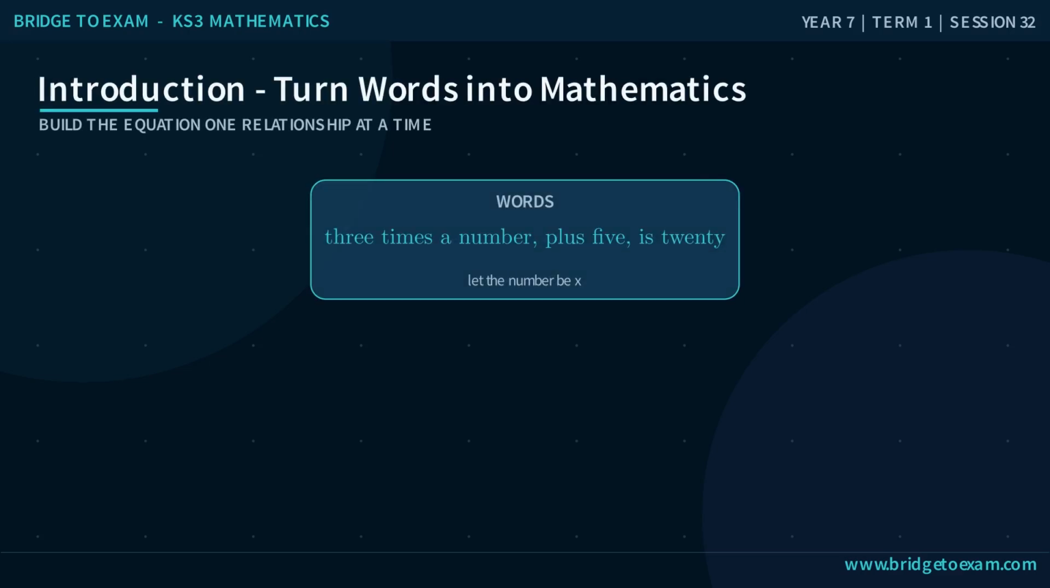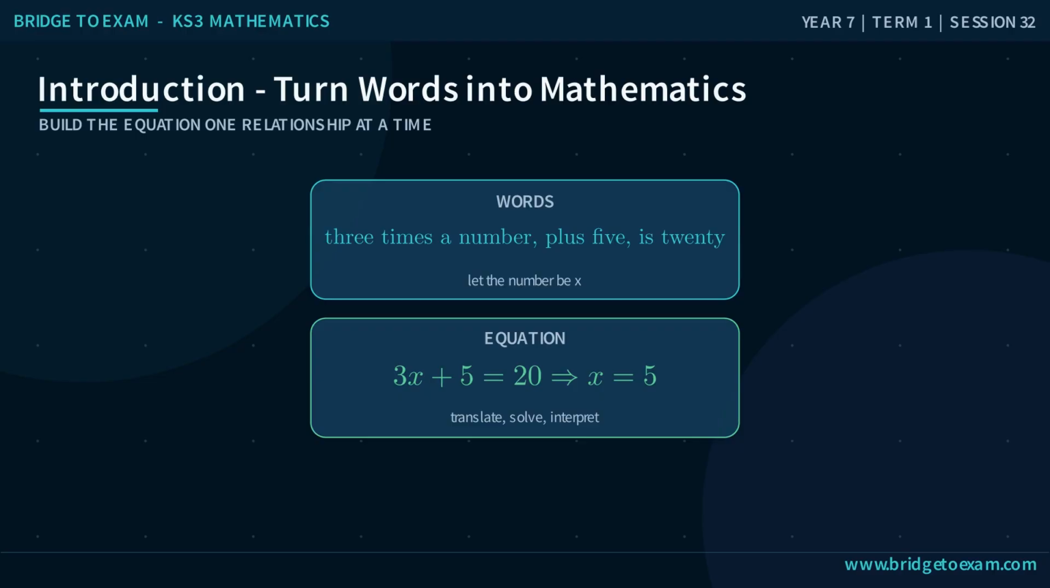Session 32. Forming equations from word problems. 3 times a number plus 5 is 20. Let the unknown number be x. 3 times the number is 3x. Plus 5 gives 3x plus 5, and "is 20" means equals 20. So the equation is 3x plus 5 equals 20.